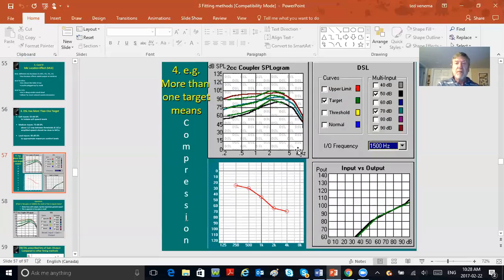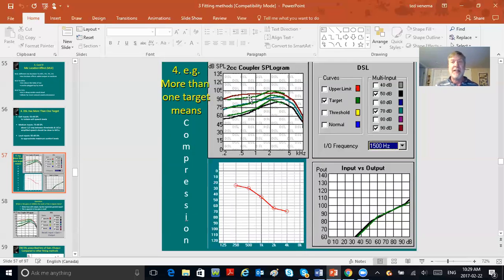So, more than one target. Here's the guy's hearing loss. Here might be three different targets: a target for soft inputs, a target for average inputs, a target for loud inputs. And let's work this out together before we close today.